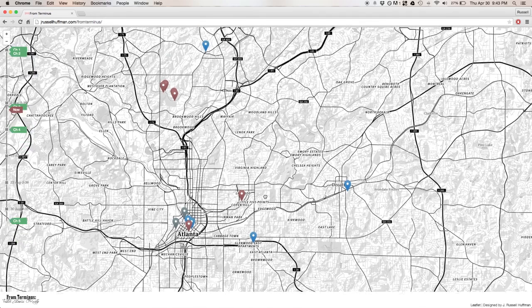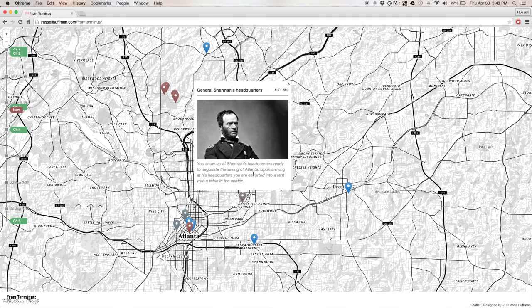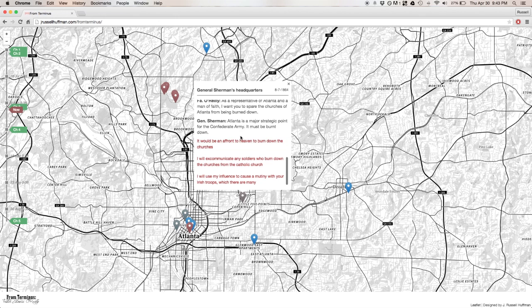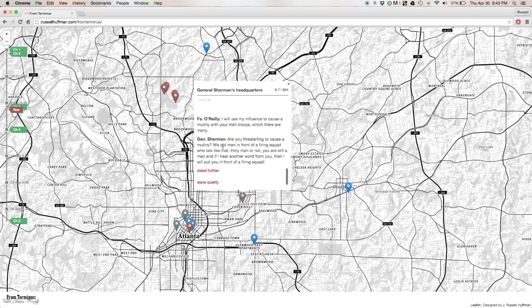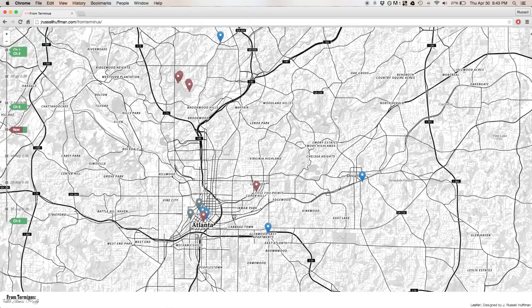At this point, Sherman has set up base here at what is now the Carter Center. That's historically where his headquarters actually was. And essentially, historically, what happened in this conversation did not go well. In fact, General Sherman threatens to put him in front of a firing squad. So we'll leave, and we'll head back to our church.